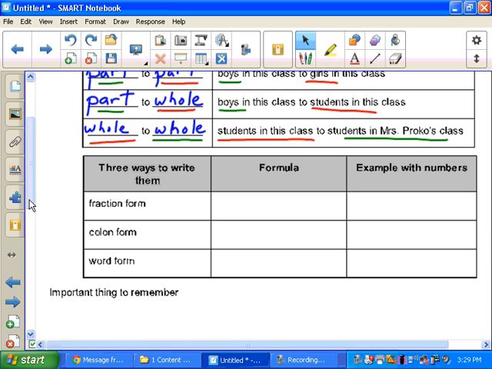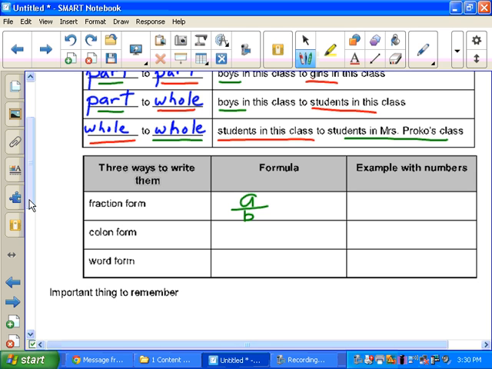There are three ways to write them. You're very familiar with the first method, which is the fraction form. And like I said, all of the fractions you've dealt with so far are ratios. The fraction form is written as a number. We're going to use A here in our formula because A could represent any number, over B, which represents another value of some sort. So any number over another.